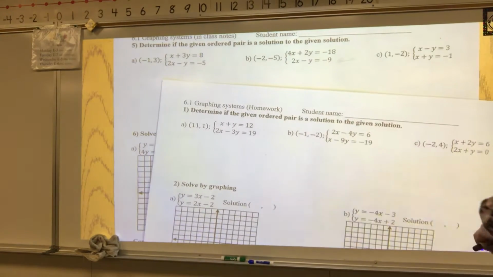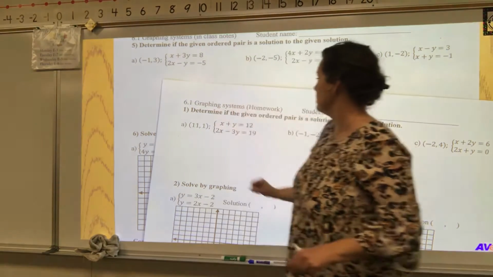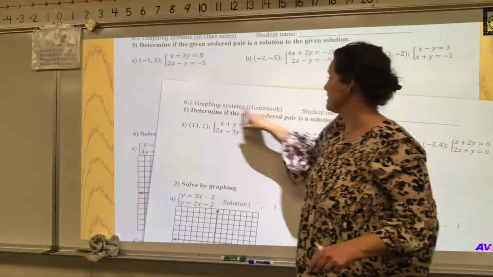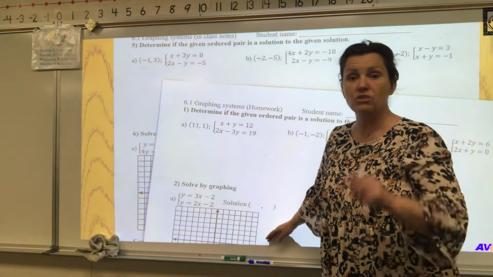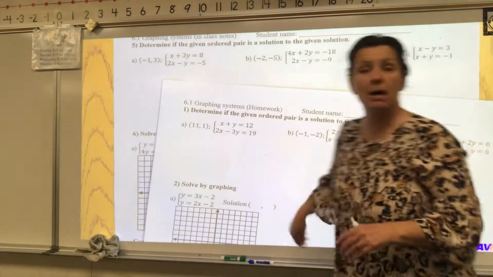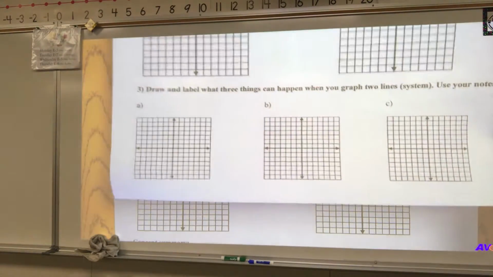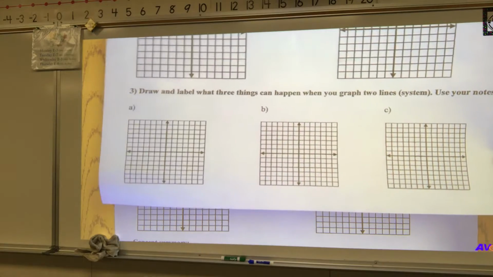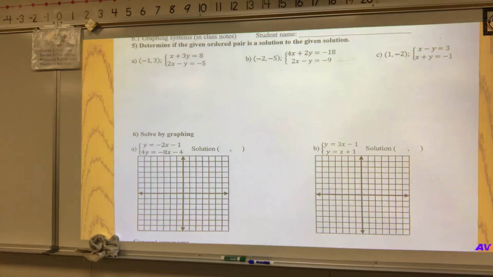So you can see that this one right here says 6.1 Graphing Systems in Class Notes. And then you have 6.1 Graphing Systems Homework. Now your homework is only a single front page, nothing too crazy. So you would have a few of the plug and chugs, you got more than a couple graphing, you have 4 graphs, and then you have a little draw and label what 3 things can happen when you graph 2 lines. So use your notes. We covered that already in part 1 of these videos.